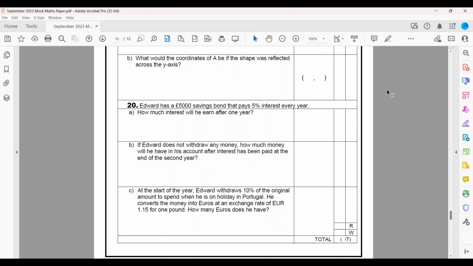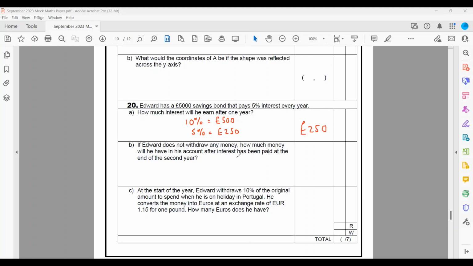Looking at question 20, we're told that Edward has £5,000 in savings bonds that pay 5% interest every year. How much interest will he earn after 1 year? A nice quick way of doing this is 10% of 5,000, we would divide by 10, which is 500. And 5% is half of 10%, so we can halve 500, so it will be 250. They only wanted the interest amount, not the new amount in the account, just the interest.